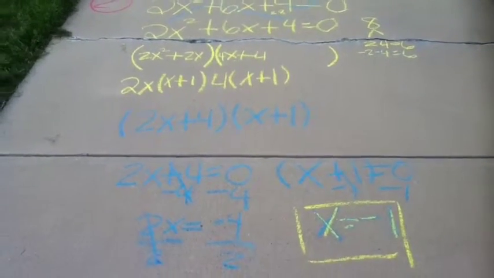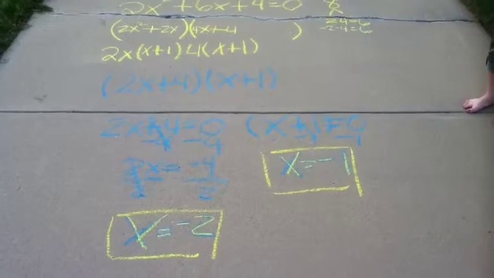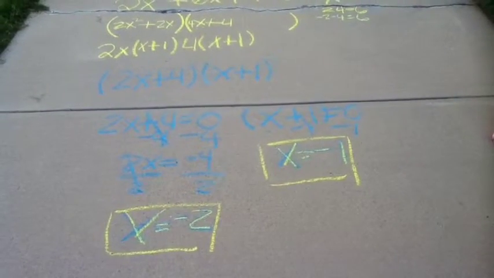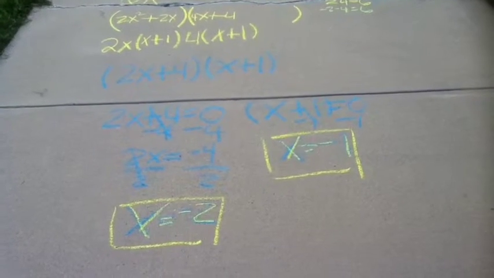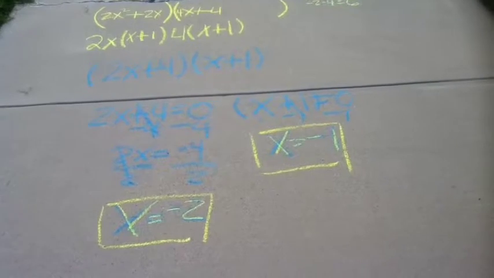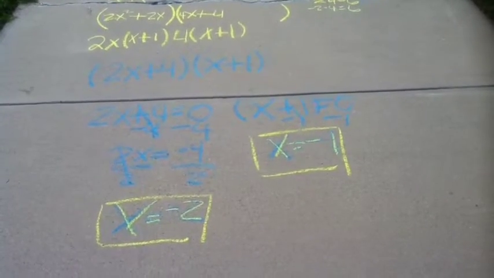And you do 2x plus 4 equals 0, and subtract 4 from both sides, and it'd be 2x equals negative 4, and divide by 2 on both sides would be x equals negative 2. Then you have x plus 1 equals 0. Then you minus 1 from both sides, and x equals negative 1.